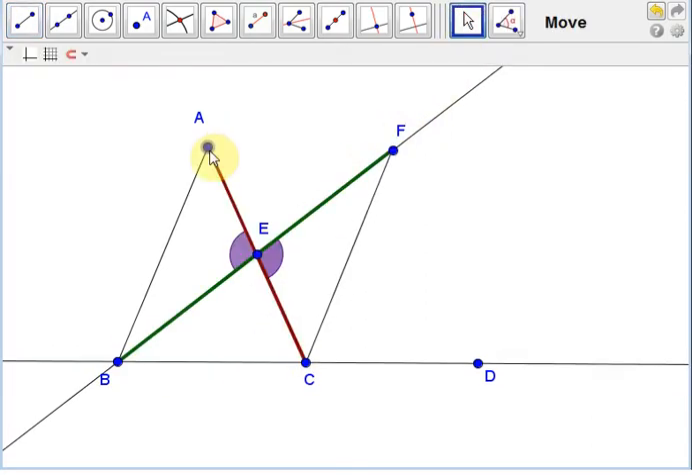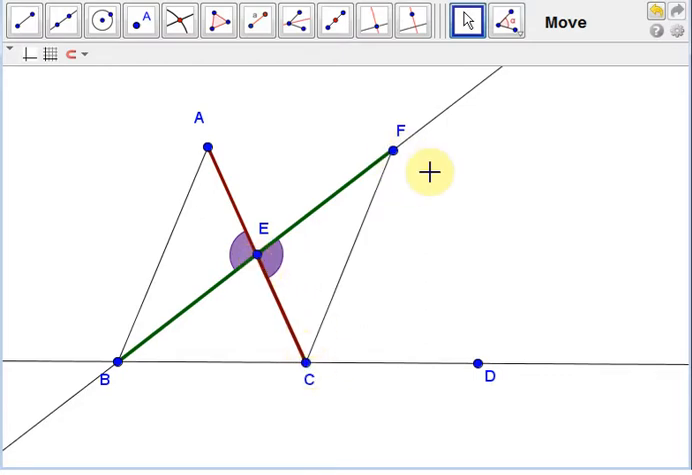We know that the segment AE is equal to the segment EC because E bisects the segment AC. We know that segment BE is equal to segment EF because F was chosen so that EF was the same length as BE. And finally, we know that angle AEB is equal to angle FEC because vertical angles are equal by proposition 15. Therefore, triangle AEB is congruent to triangle CEF.